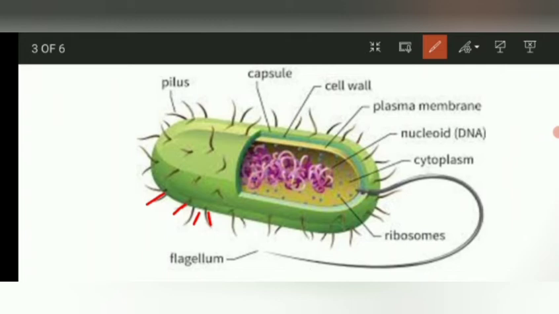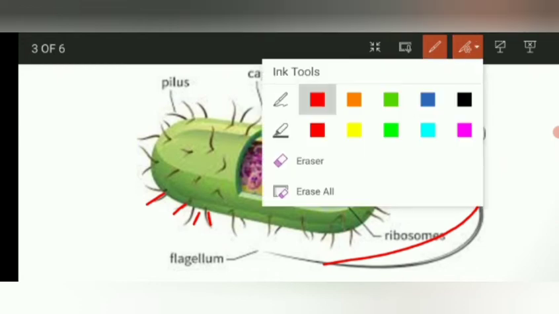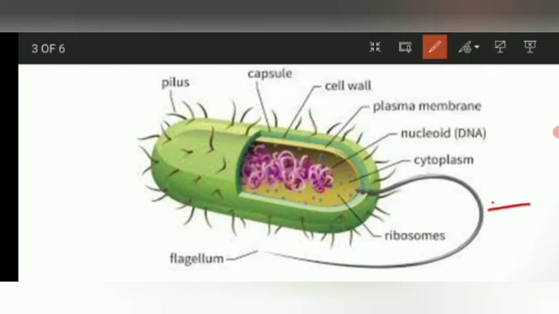And here you can see a long thread-like structure. Can you see it? This is a flagellum. This flagellum helps in locomotion. Locomotion means movement of the bacteria from one place to another. So the important parts which you have to mention: wall, plasma membrane, nucleoid, cytoplasm, flagellum and pilus. Now let's move on to the next slide.